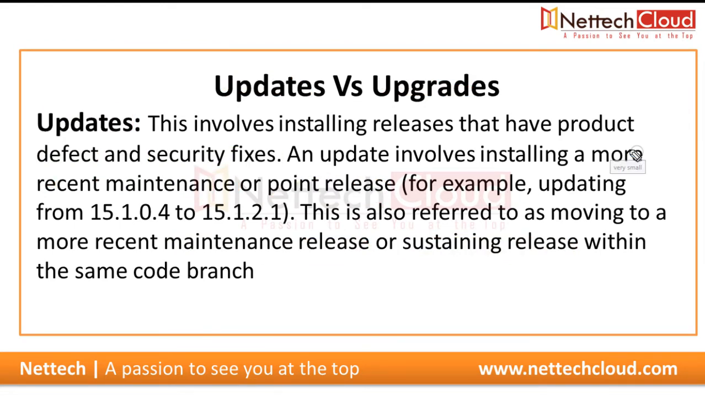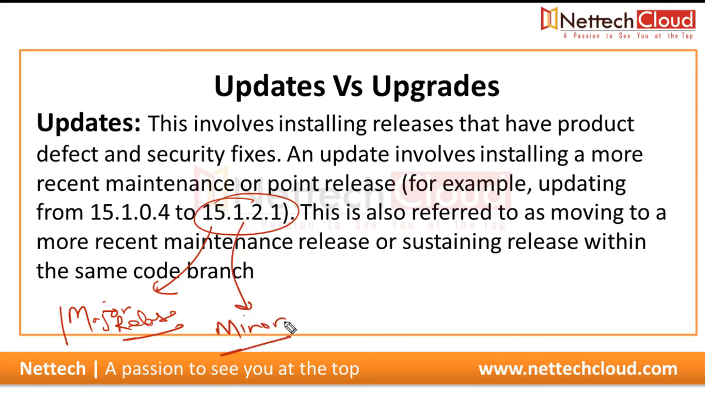So let's first understand what is a maintenance or point release. For example, here in 15.1.2.1, the 15 denotes the major release, and a major release includes significant changes in behavior, like new functionality added, significant increases in performance, even new hardware support. And here, the one is the minor release. A minor release also includes added functionality and addresses product defects.